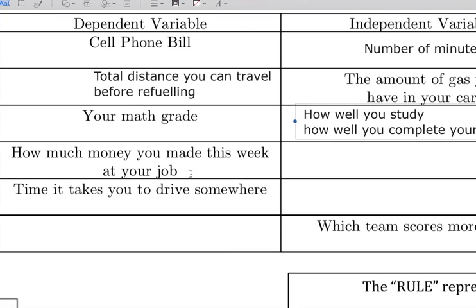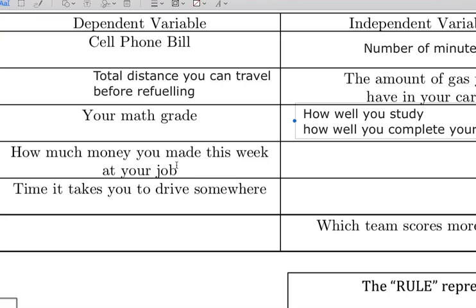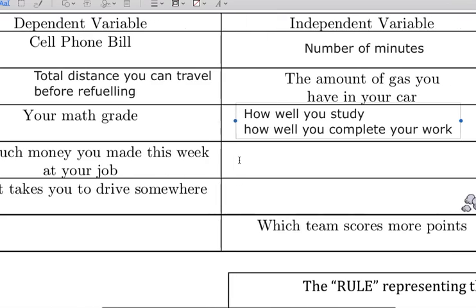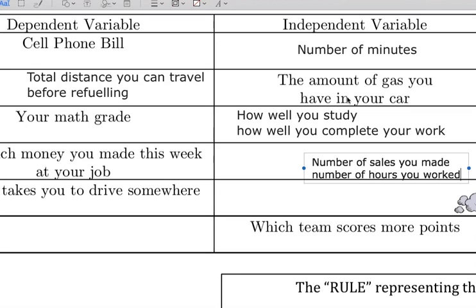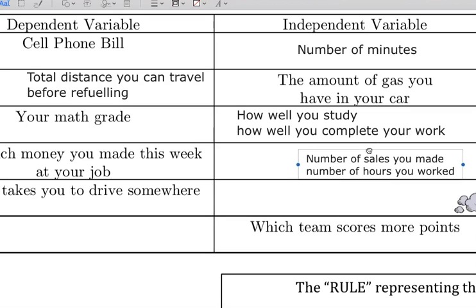How much money you made this week at your job. Well, again, we're trying to think of an example that would work. There's more than one possible answer. But you could imagine the total money you make during a week at your job could depend on, like if you're a salesman who works on commission, the number of sales you made. Or it could instead be the number of hours you worked, right? Depending on what kind of a job you might have.